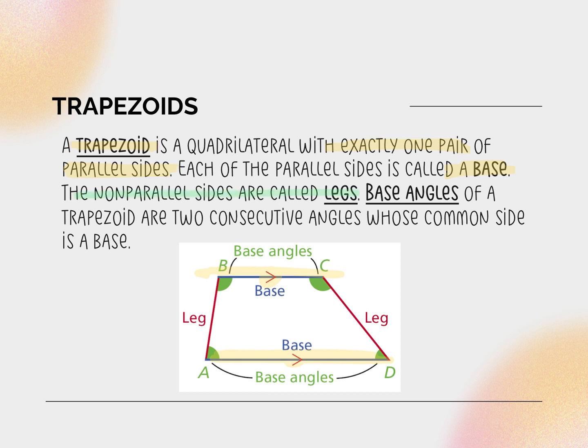And then where the legs and the bases meet, we have angles that are formed there. So we have base angles. We have, for example, angle A and D, and they go with this bottom base. We have angle B and C, and they go with this top base right here. I think that's it for this slide.